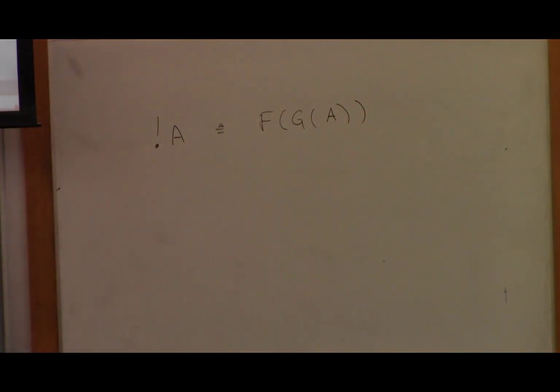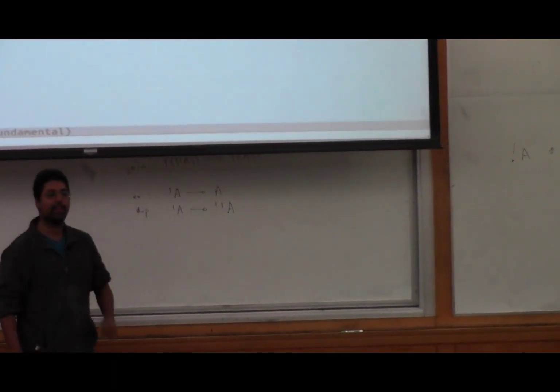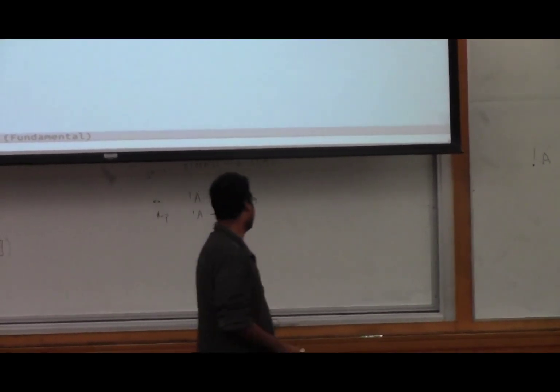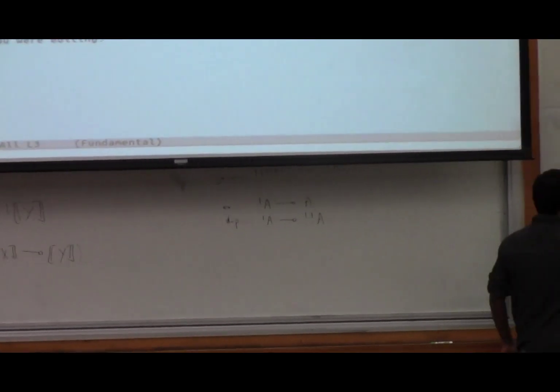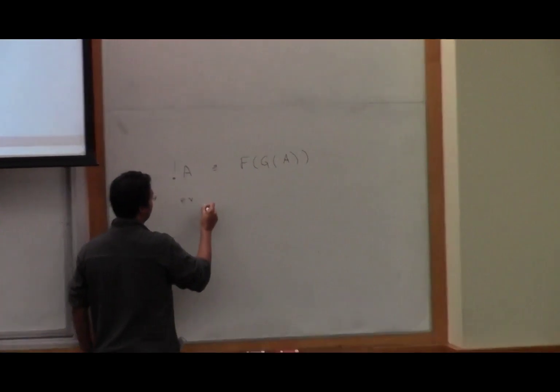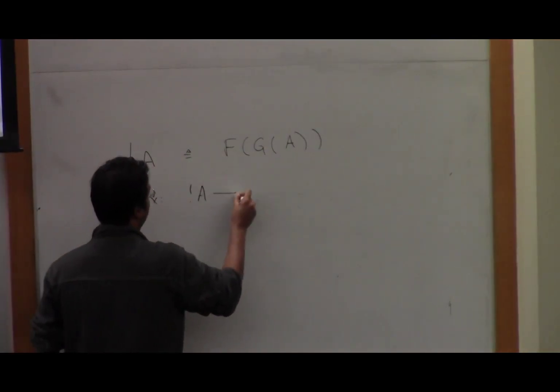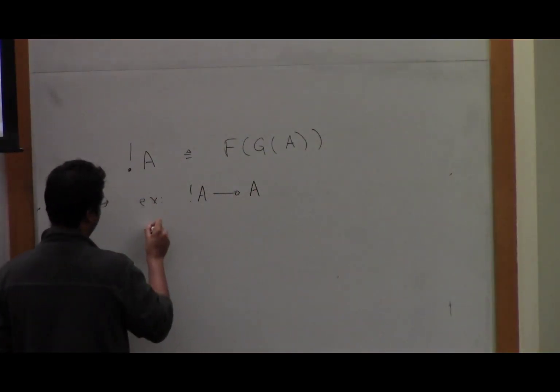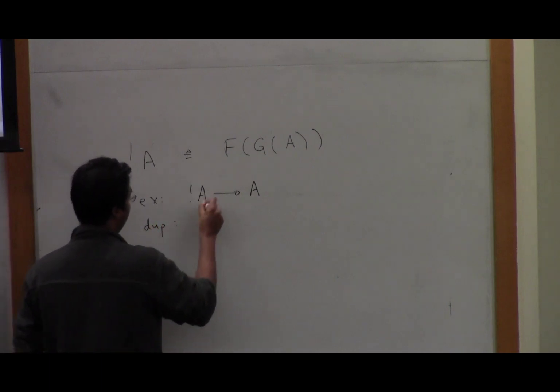It's a good exercise to see if you can figure out from that encoding how to implement these two functions. So with this encoding, try to work out how you can get from bang A to A, and also try to figure out how you can do a duplication.